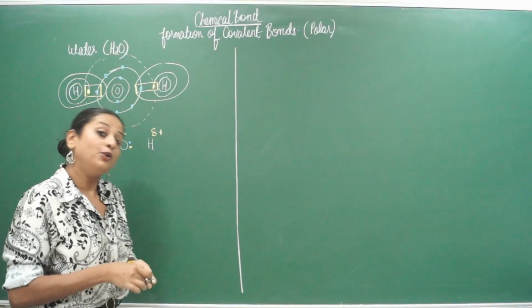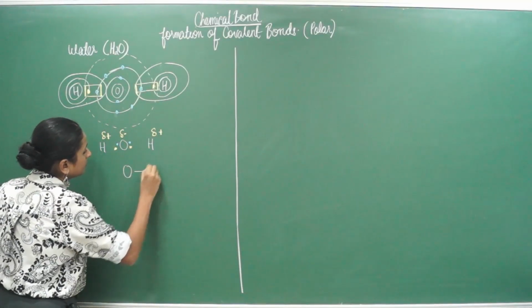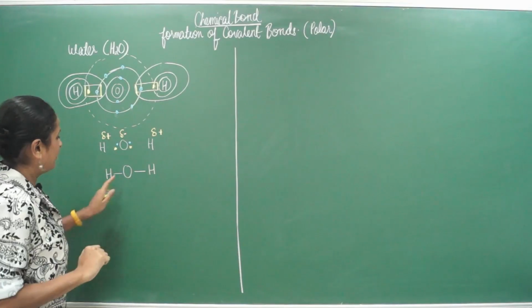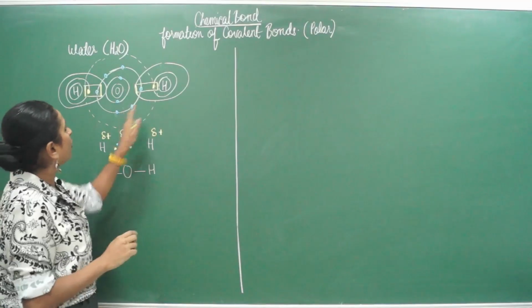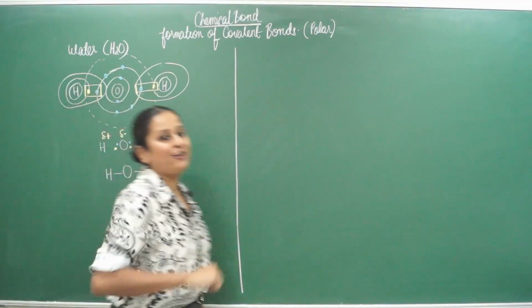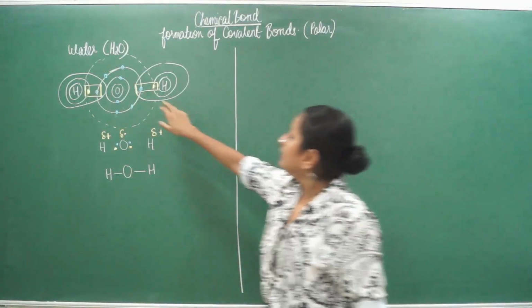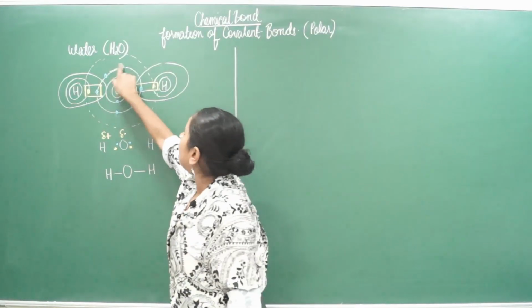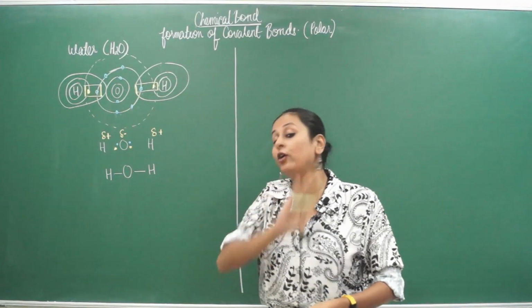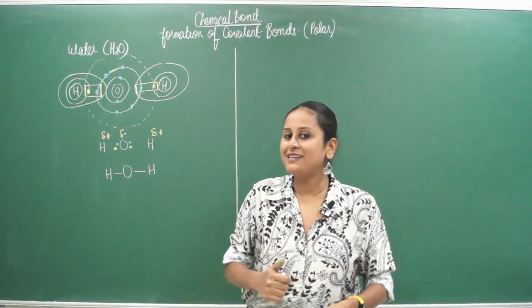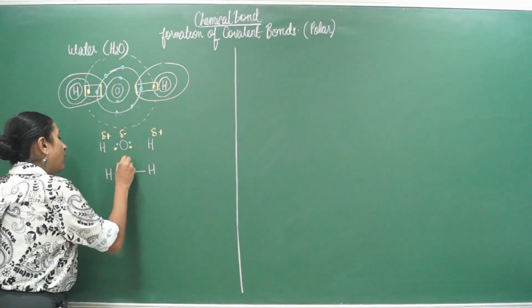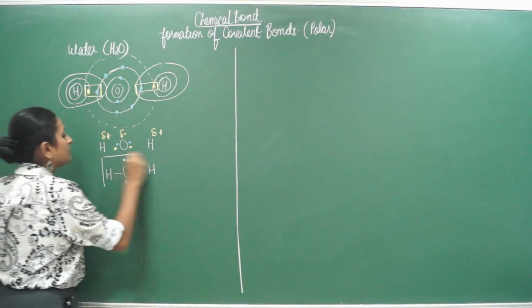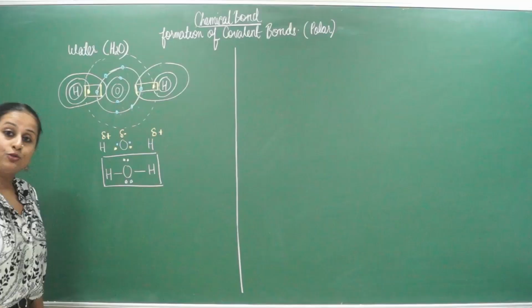And how do you draw the Lewis dot structure? Okay, this is not the complete structure. Here you also have to draw the remaining electrons. Oxygen has shared how many electrons? Oxygen has shared 2 of its electrons, 1 with each hydrogen. And how many are remaining? There are 4 electrons. So how many pairs of electrons are present with oxygen? 2. So 1 pair over here, 1 pair over here, and 1 is shared. This is the Lewis dot structure of H2O.